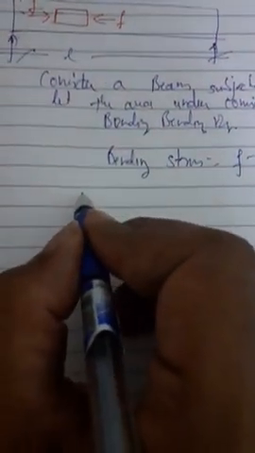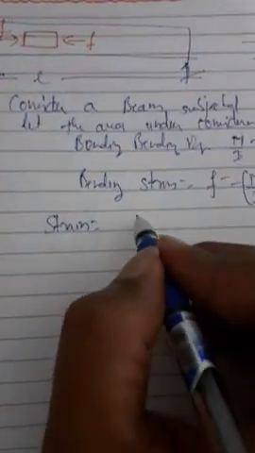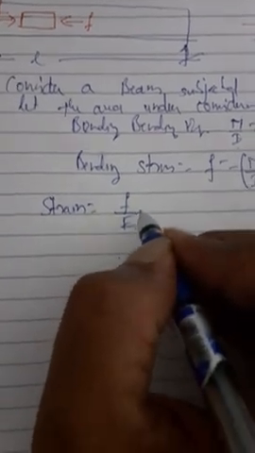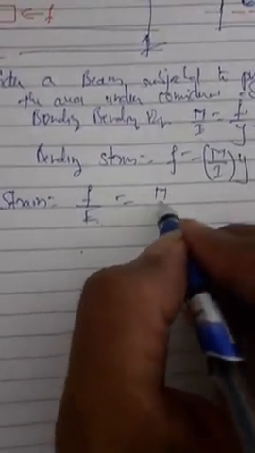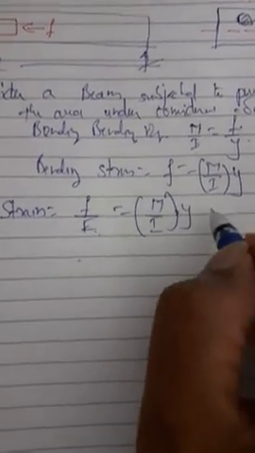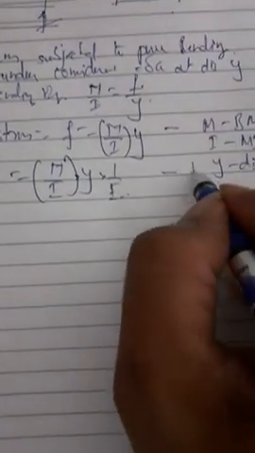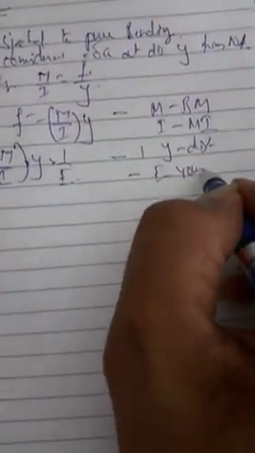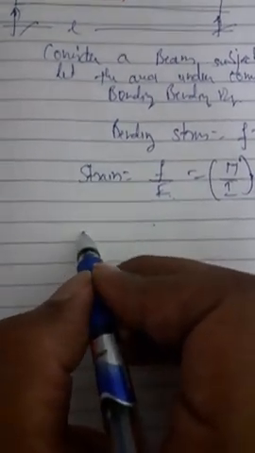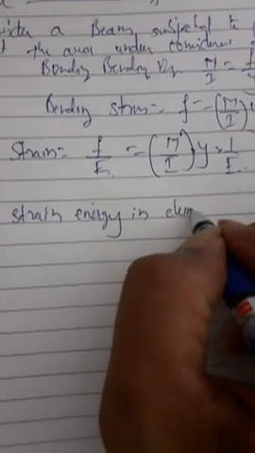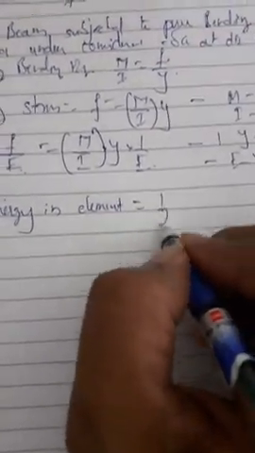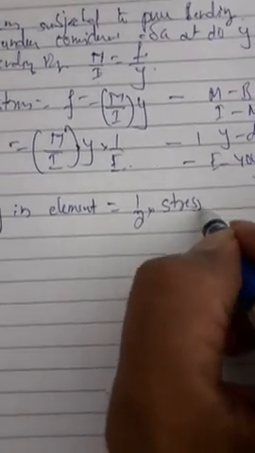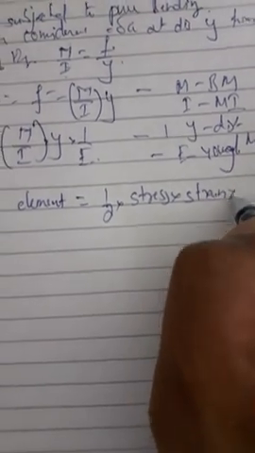Now, strain is given by F by E, where E is Young's modulus. So strain is given by M by I into Y into 1 by E. Now, already we have derived the equation for strain energy. Strain energy in element is equal to half stress into strain into dV.